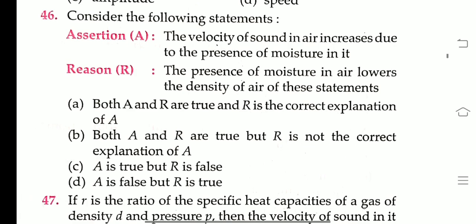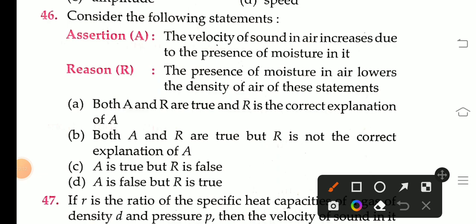Next, consider the following statements. Assertion A: The velocity of sound in air increases due to the presence of moisture in it. Reason R: The presence of moisture in air lowers the density of air. Of these statements, right answer option A. Both A and R are true and R is the correct explanation of A.